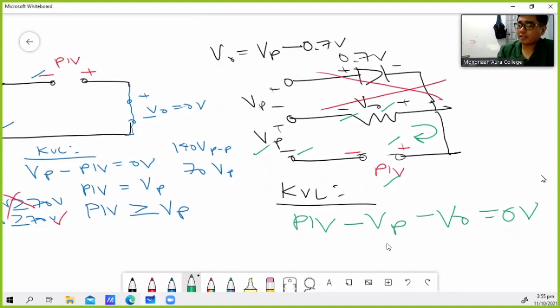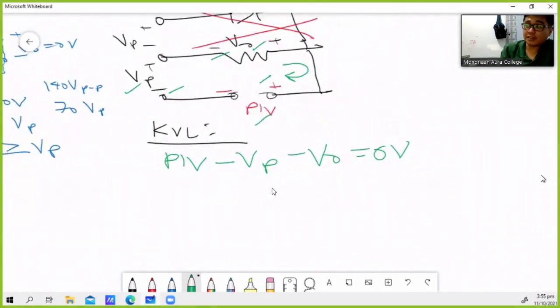Okay. Objective natin dito is makuha yung PIV, remember? So, PIV. I-transpose natin sa kabila itong mga non-PIV terms. So this is V sub P plus V sub O. Pero kung makikita nyo, magkaiba sila ng term. Isa VP, isa V out.